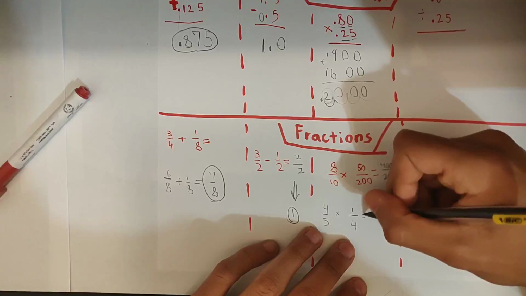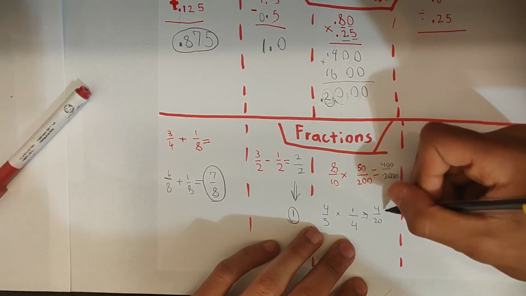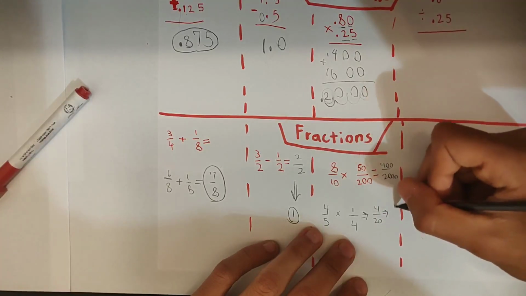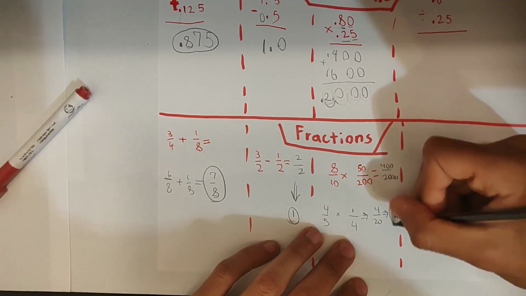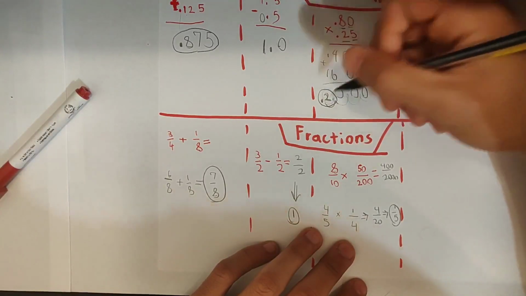So now I can multiply straight across, and that gives me 4/20. Make sure I reduce, divide both by 4, and that gets me 1/5. And 0.2 is 1/5, so we are good.